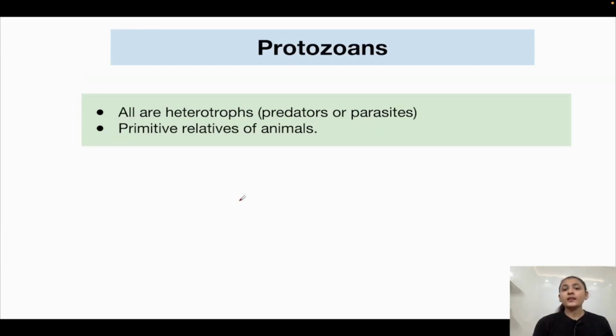Now coming to protozoans, which is the last group under kingdom Protista. All protozoans are heterotrophs. Okay, they are either predators or parasites. They are the primitive relatives of animals. Okay, they are related to animals. Animals के बहुत पुराने relatives बोलते हैं हम इनको.